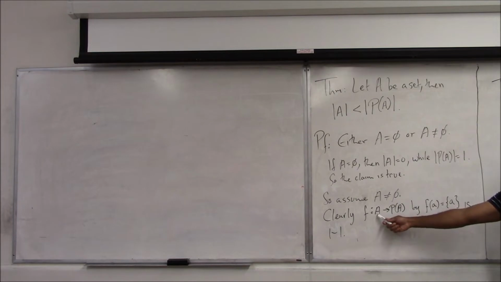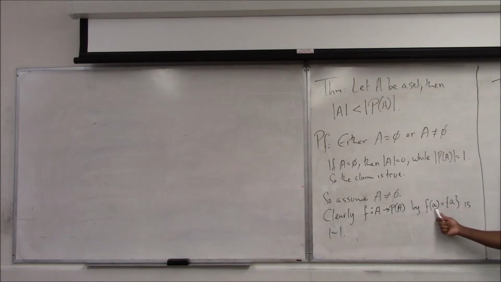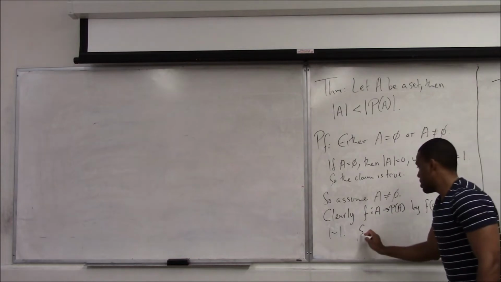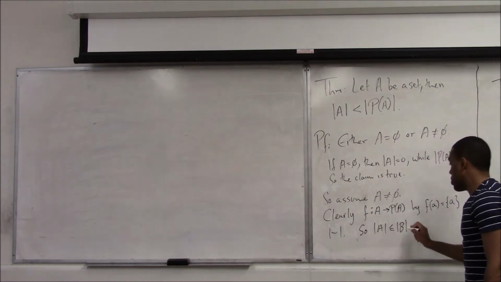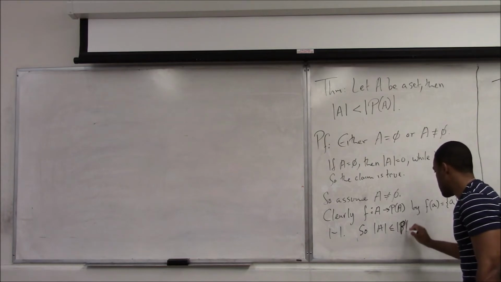So I can just create a function from A to its power set where each element maps to the set containing itself. So that's a 1-to-1 function. So I know that the size of A is less than or equal to the size of its power set.